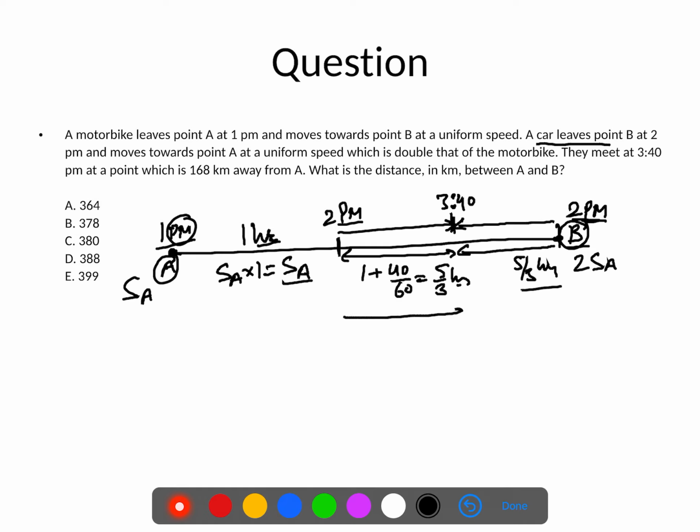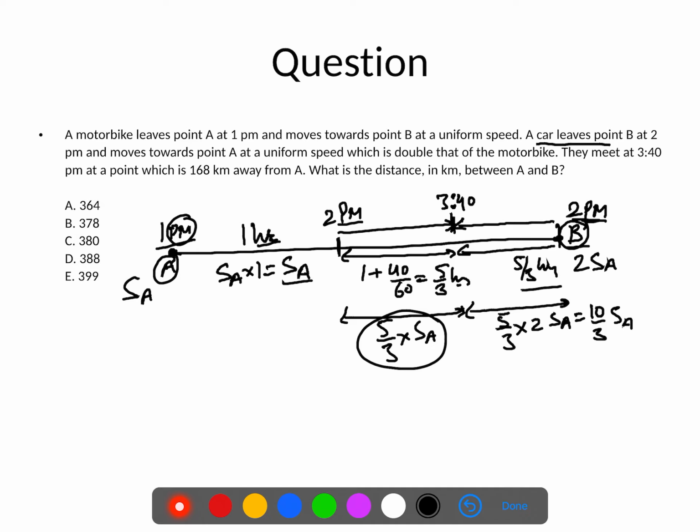So this motorbike would have traveled time into speed this much, and the car would have traveled time into speed. Speed is twice of SA, so 10 by 3 of SA. That's what the car would travel. Now this point is 168 kilometers from point A.